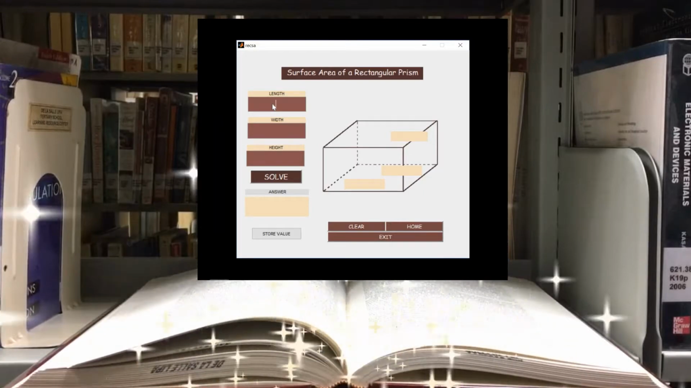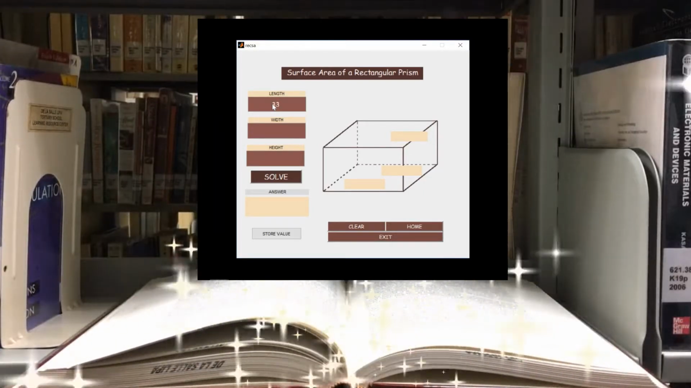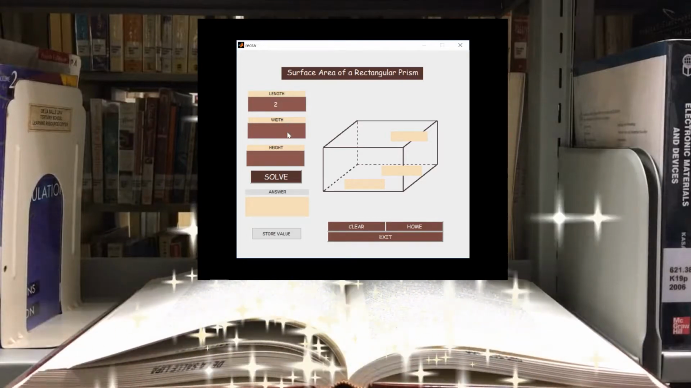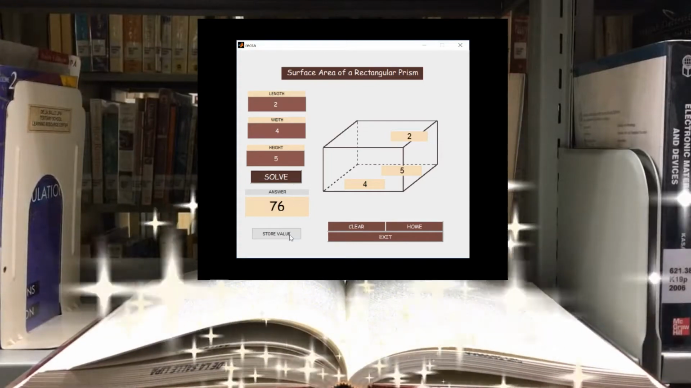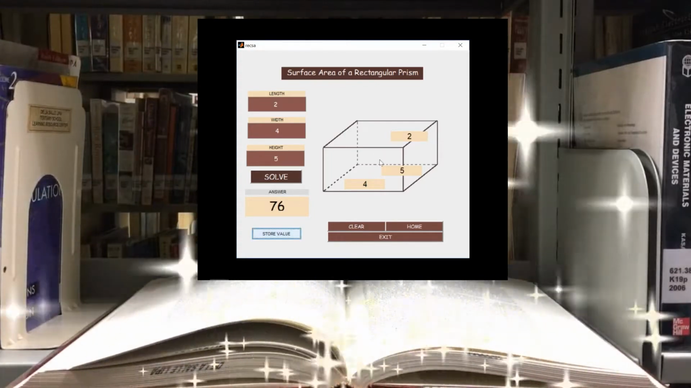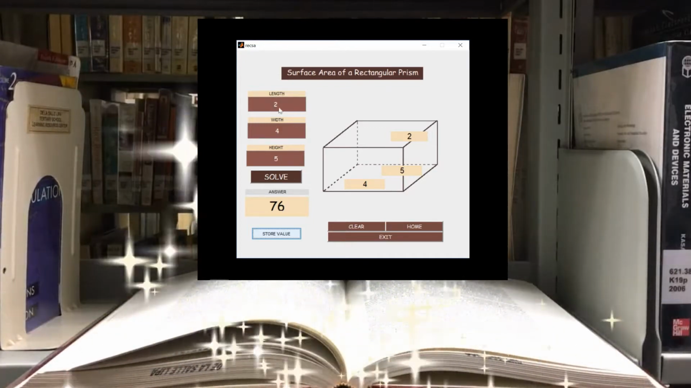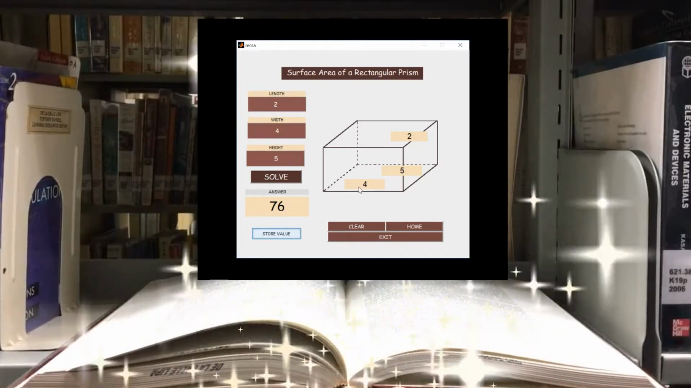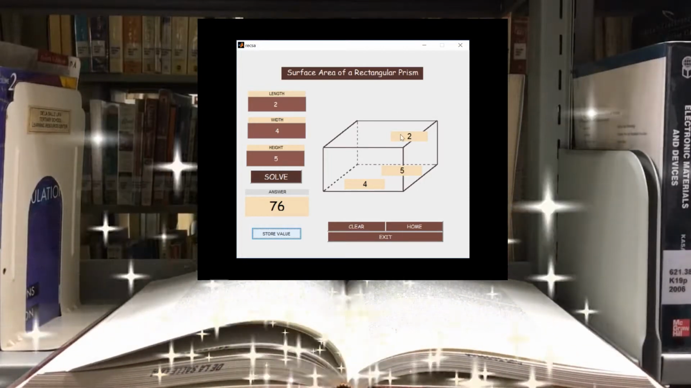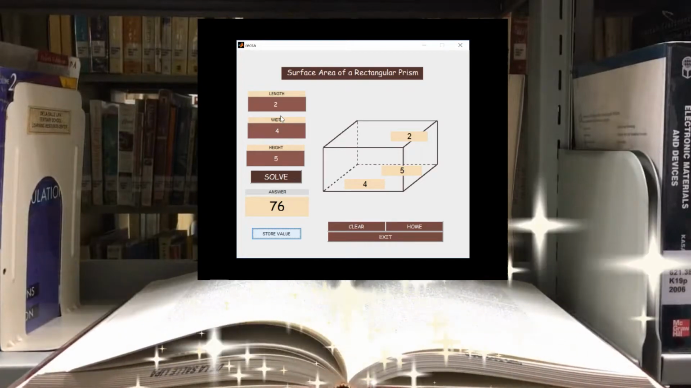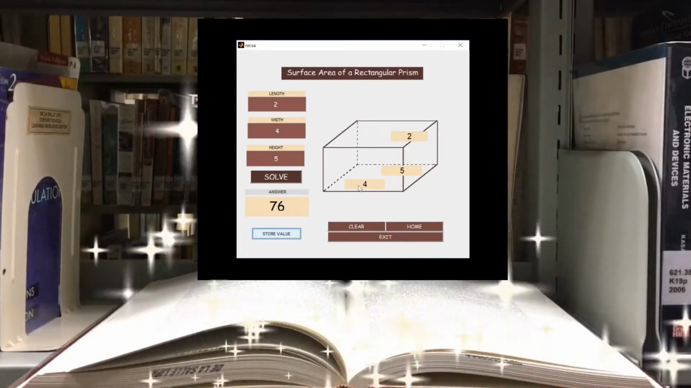Length 2, how about 4 and then the height is 5? Solve, then store the values. As we see, the values that we are going to input in this part, the option or the output will be indicated also in the volume part or in the figure, in which indication by the place that the length, the width, or the height should be placed on.